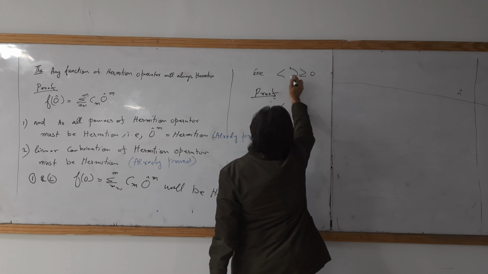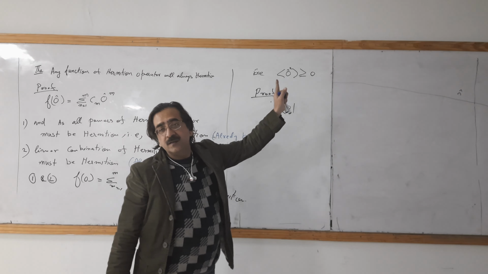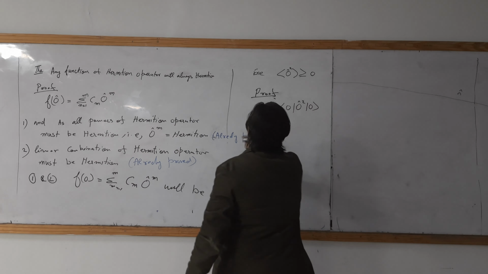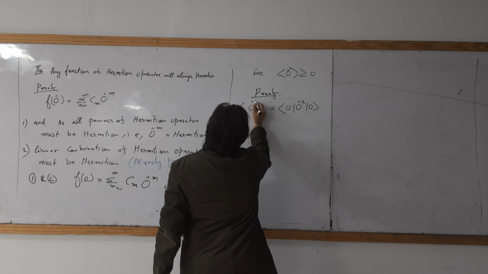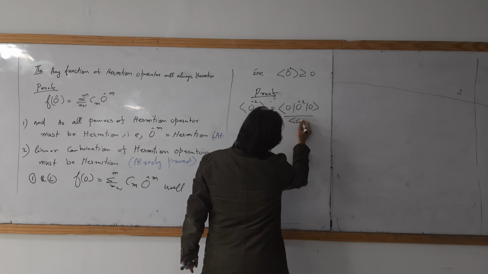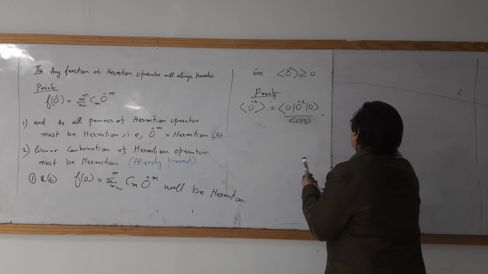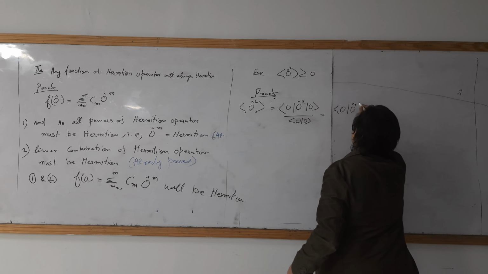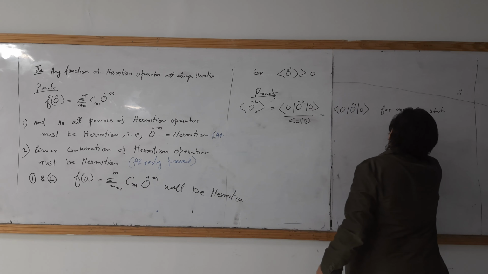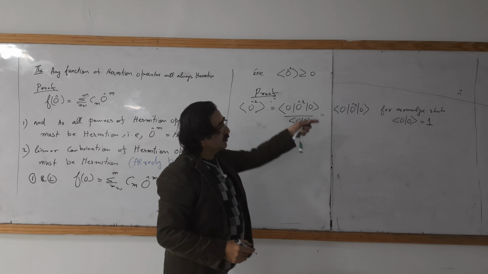Okay, if I consider O square, the expectation value of O square will always be greater than or equal to 0. If I consider that O square, this is the expectation value, and this will be equal to this for a normalized state. What is that? That is equal to 1. For normalized, that is 1, okay? For normalized, that will be equal to this.